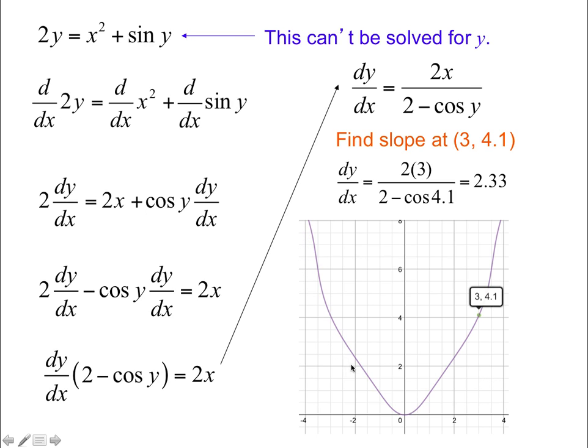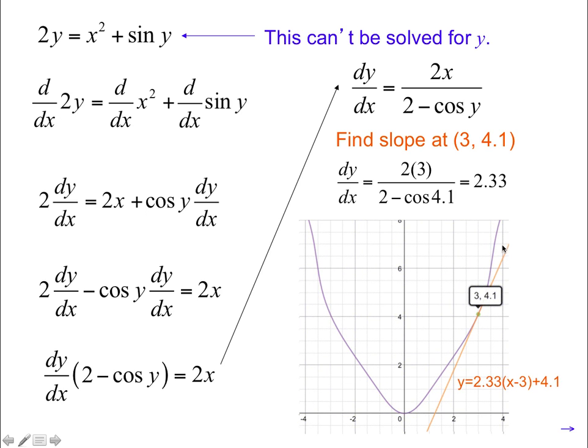So this kind of looks like a wavy parabola. So we're going to be over 3 and up 4.1. There's the point we're at. When I put in 3 and 4.1 and make sure I'm in radian mode, I get 2.33. So my tangent line here has a slope of 2.33.